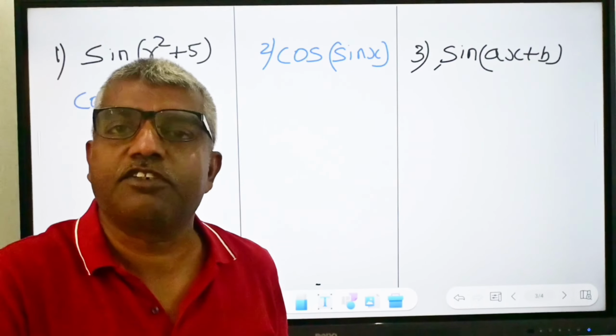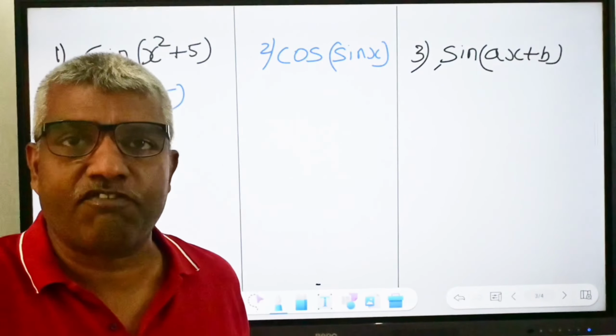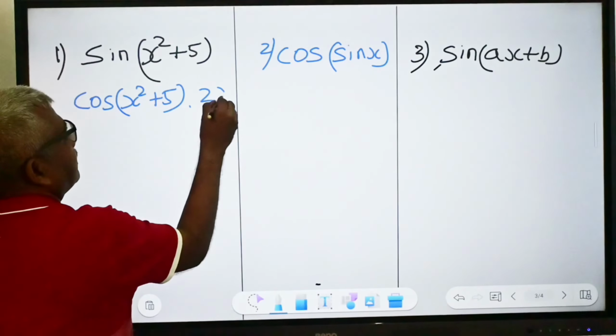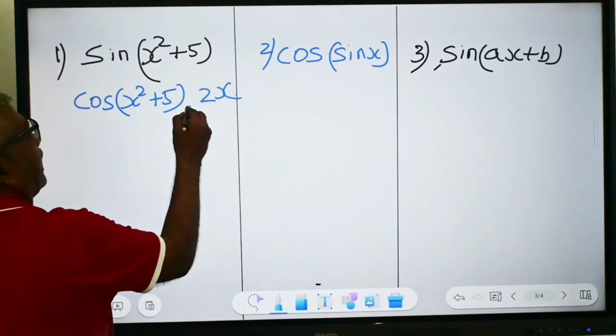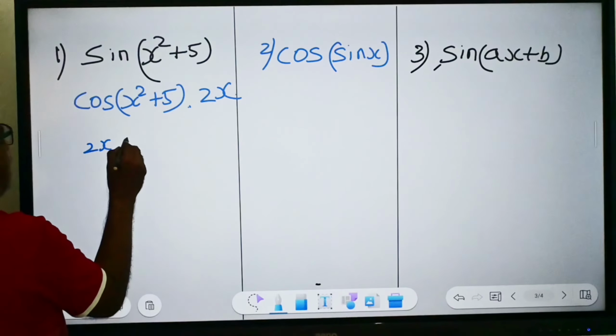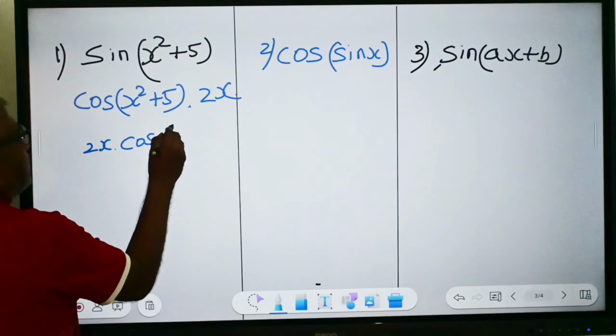What is the derivative of x to the power n? It is n x to the power n minus 1. So x squared becomes 2x. It is better to write 2x first, then cos(x squared plus 5).